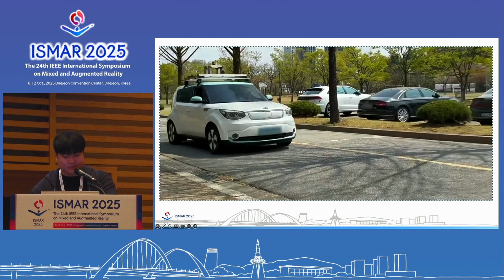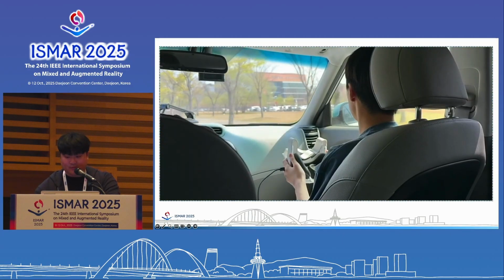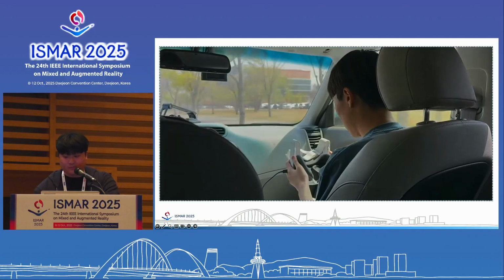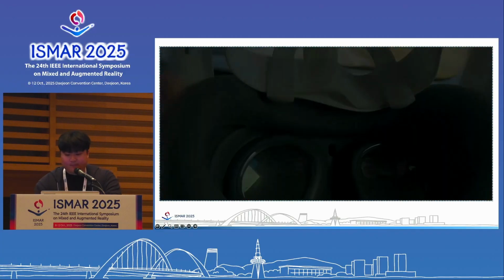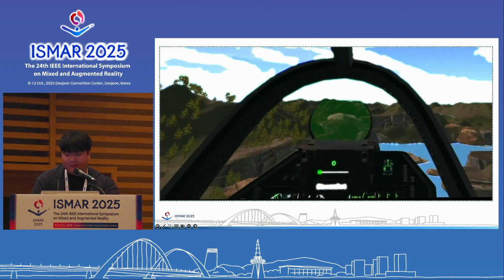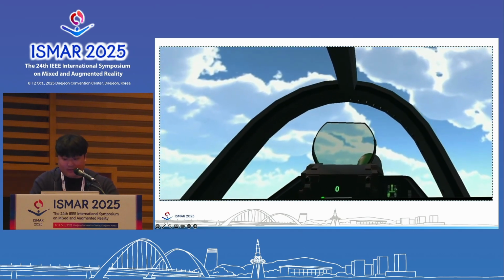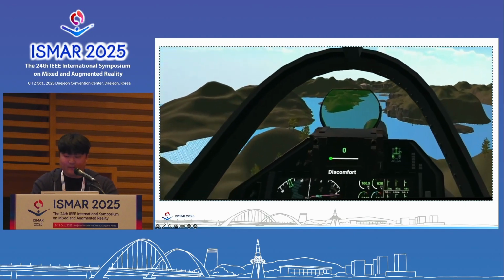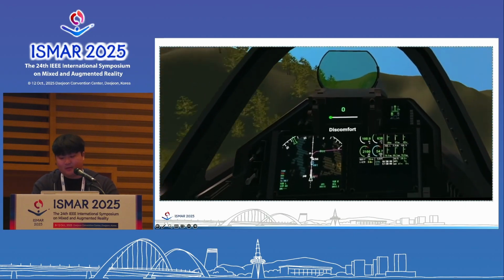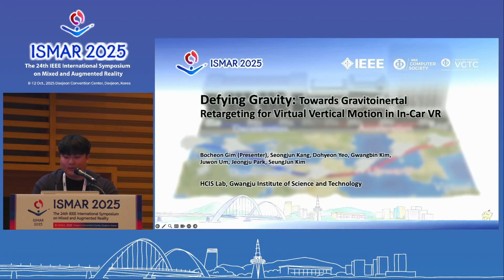Well, these results demonstrate that our method of gravito-inertial retargeting was able to expand the range of potential self-motion while maintaining usability. And by utilizing the sensory ambiguity between inertial and gravitational forces, we were able to utilize vehicle motion in a unique way as to widen the possibility of immersive in-car VR content beyond what is physically presented by the vehicle.